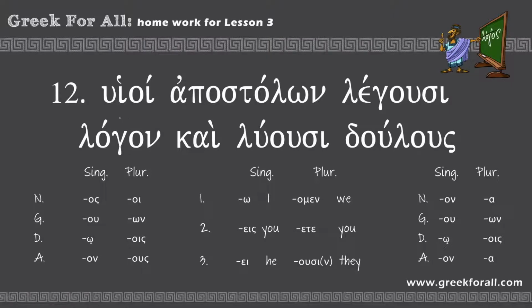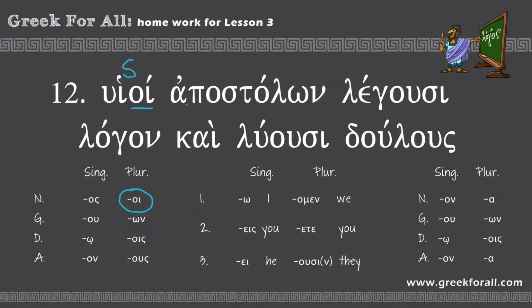And the next example is number 12 in your homework. Let's read it. Huioi apostolon legusi logon kai lusi doulos. We will begin by looking for the nominative case endings because this is our subject. And the very first word here is the word huioi. It has the ending oi, which is the nominative case plural, meaning sons. So this is our subject, sons.